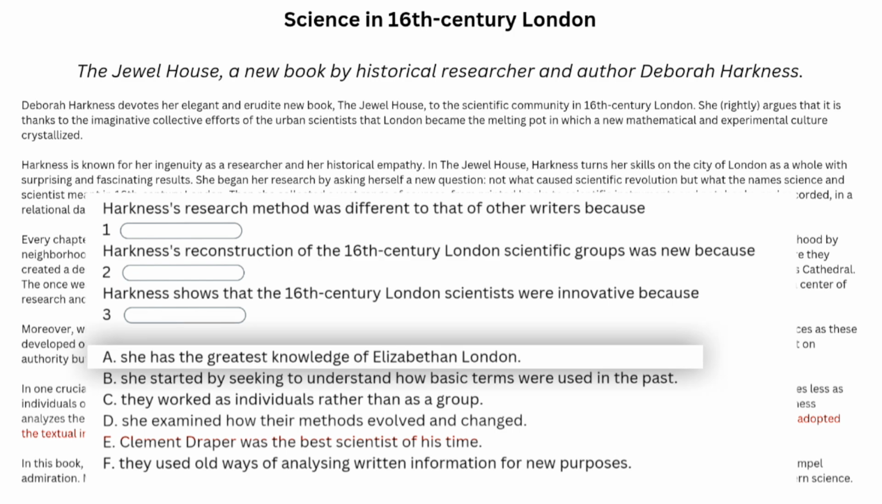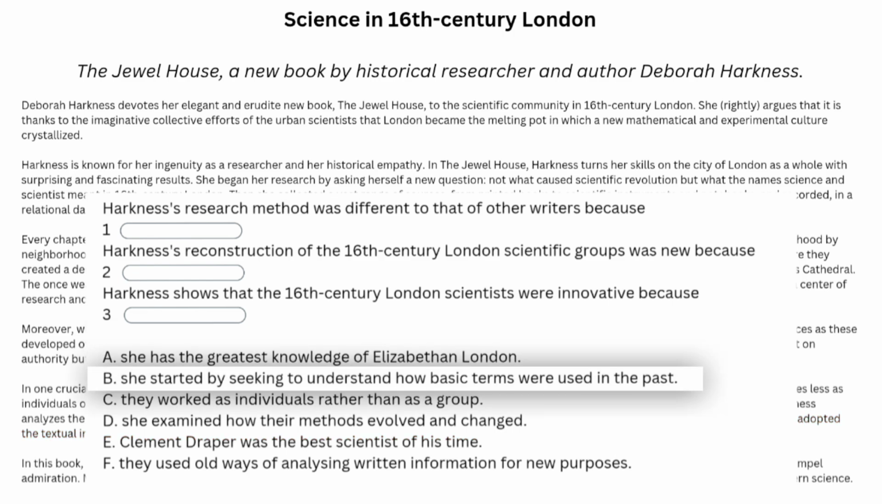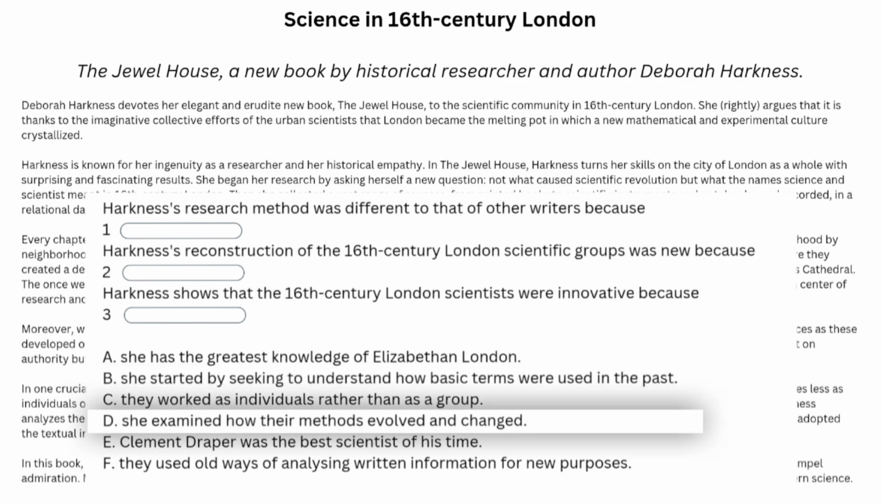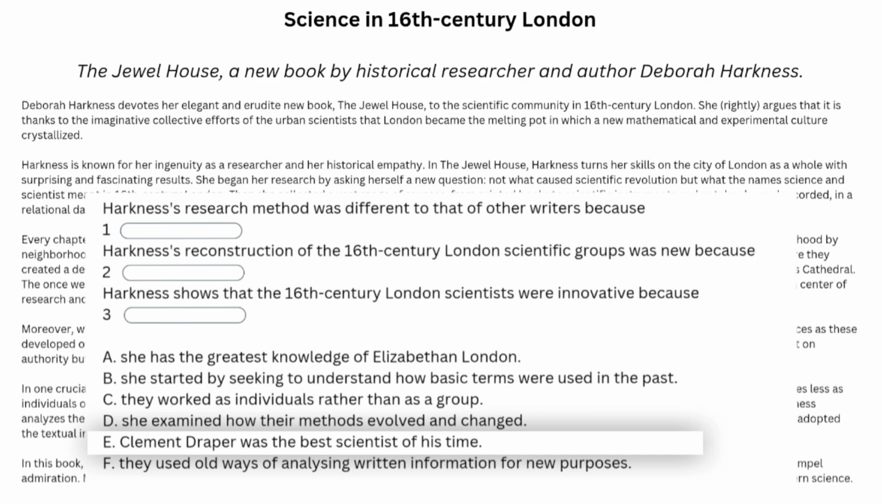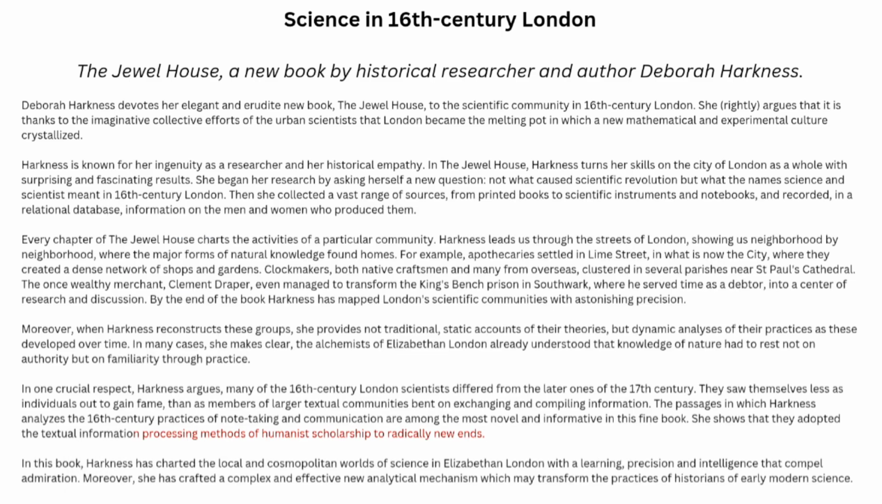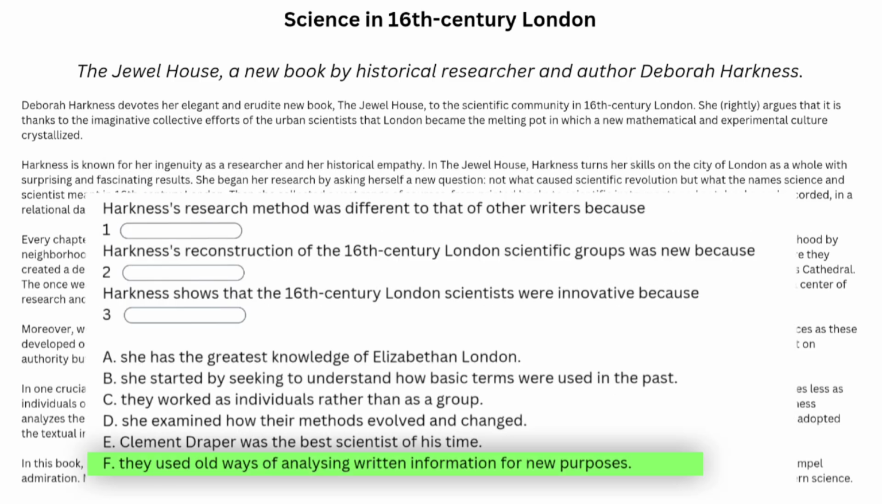A, not related to innovation. B, already used for a different question. C, talks about individuals, but the passage says they worked together. D, we already selected this for question 2. E, about Clement Draper, not relevant here. F, yes, this one says they used old ways of analyzing written information for new purposes. That clearly matches the text here, using humanist methods in radically new ways. New ends means new purposes. So the correct answer for question 3 is F.